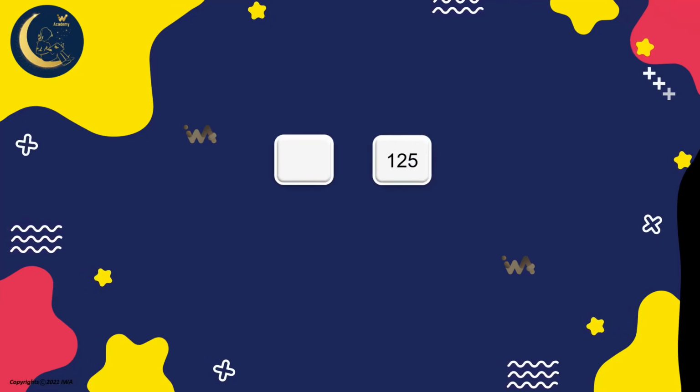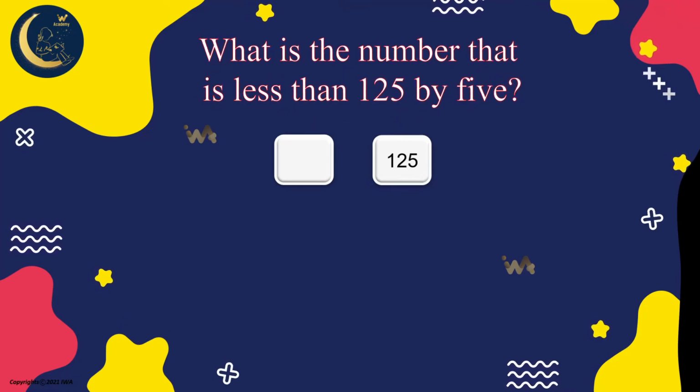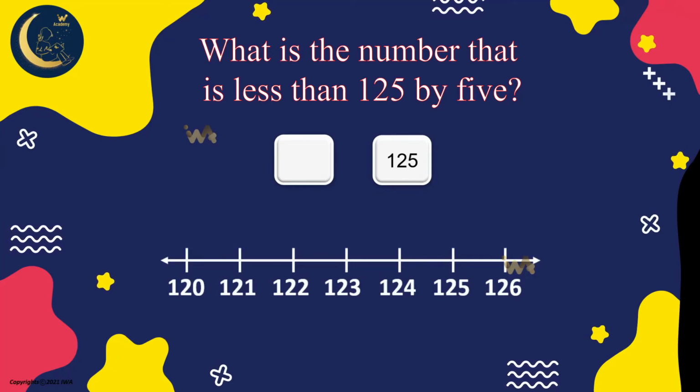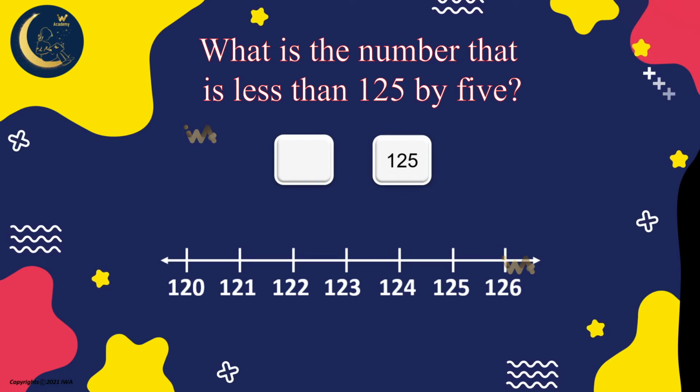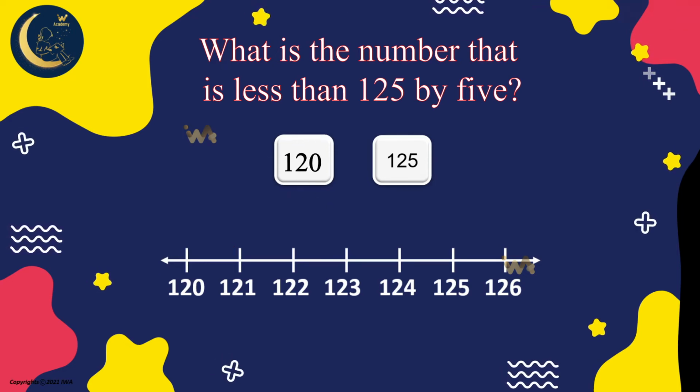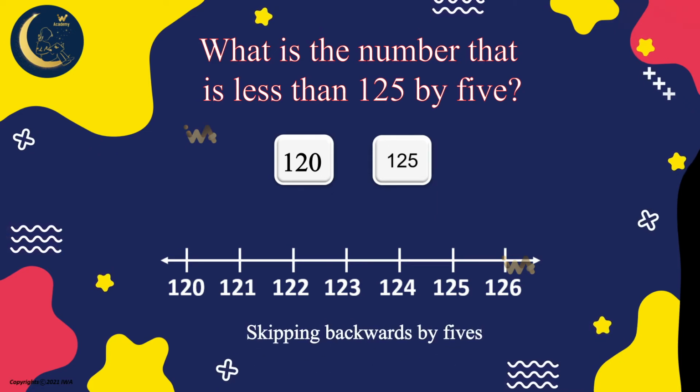If we want to skip count from the number 125, and we want to know the number that is less by 5, we should draw a number line to make it easier for us. Here is the number line 125. We want to know the number that is less by 5. So, we will go backwards by 5 units. 1, 2, 3, 4, 5. So, the final number is 120. And this is what we call skipping backwards by 5.